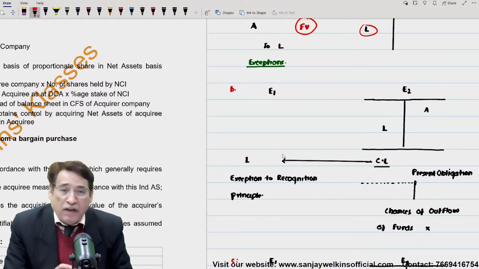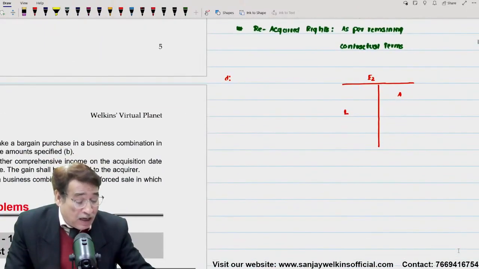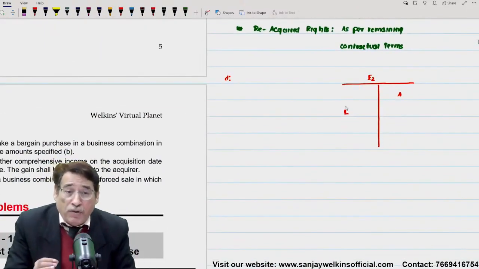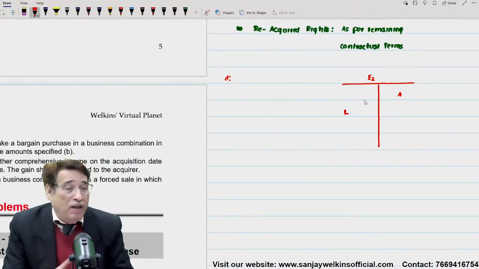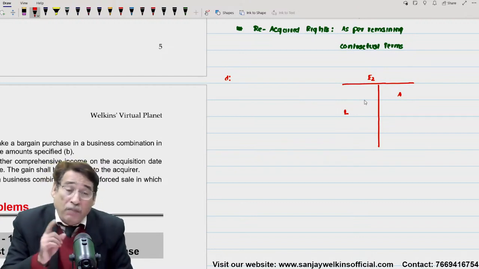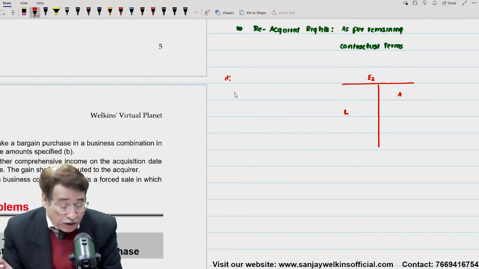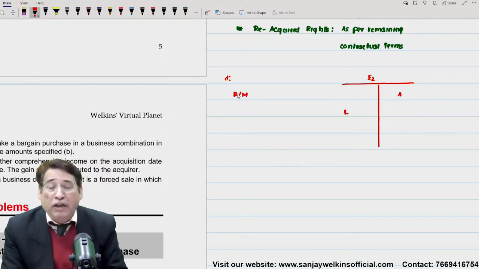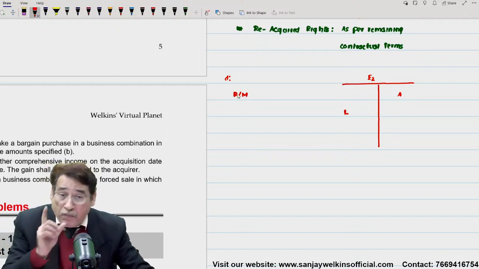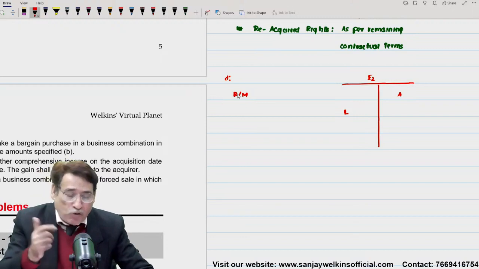That is why it is an exception to the recognition principle, and it is not an exception to what we call the measurement principle. But sometimes there are some items which are not at all appearing in the books of the acquiree company. In spite of that, we are going to record such assets or liabilities and we are not going to record them at fair value. That is why these items become an exception to both the recognition principle and also the measurement principle. That is why they are known as an exception to recognition and measurement principle. I hope you got the particular point.